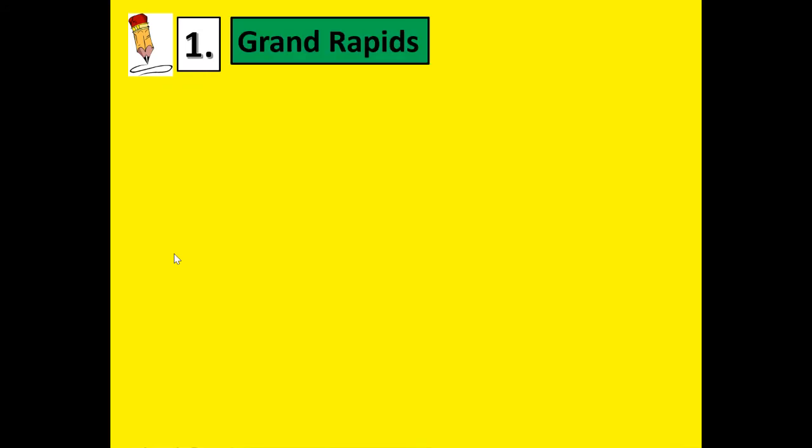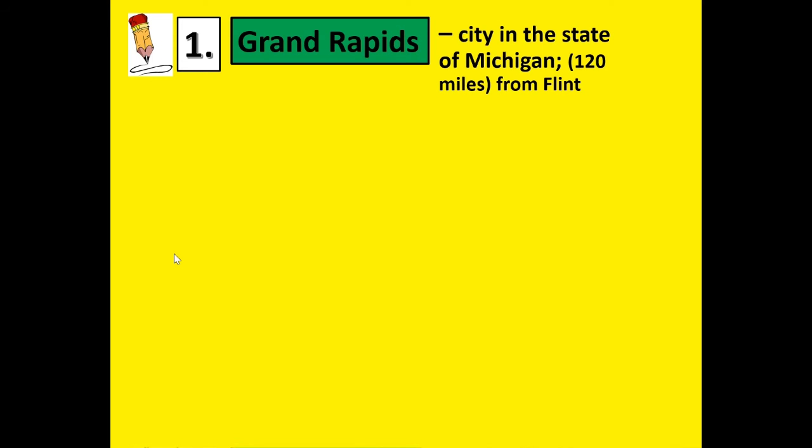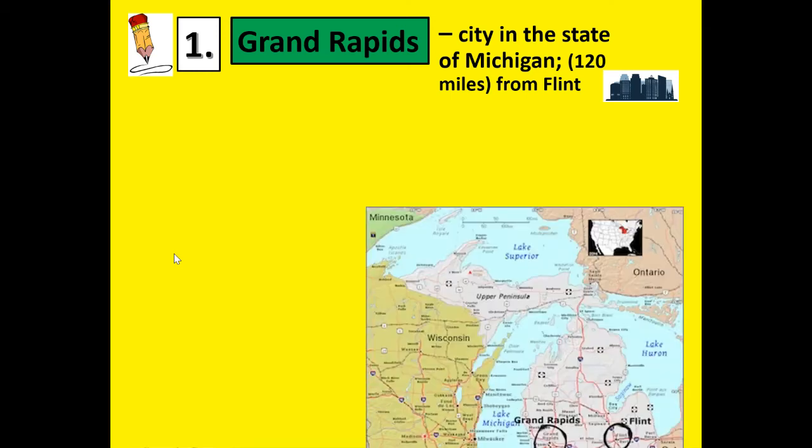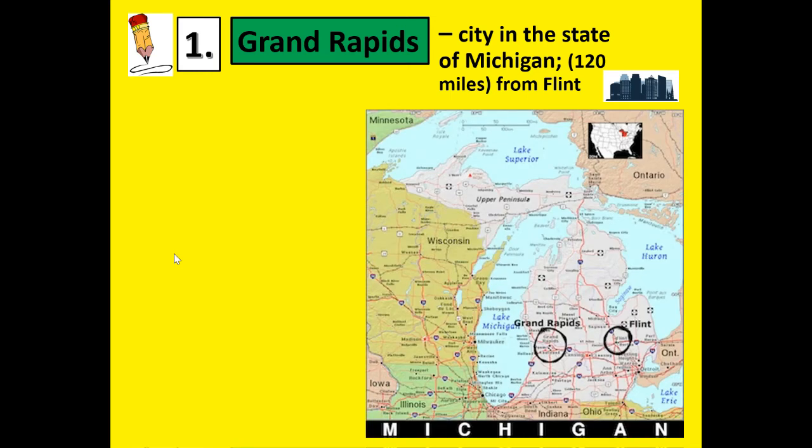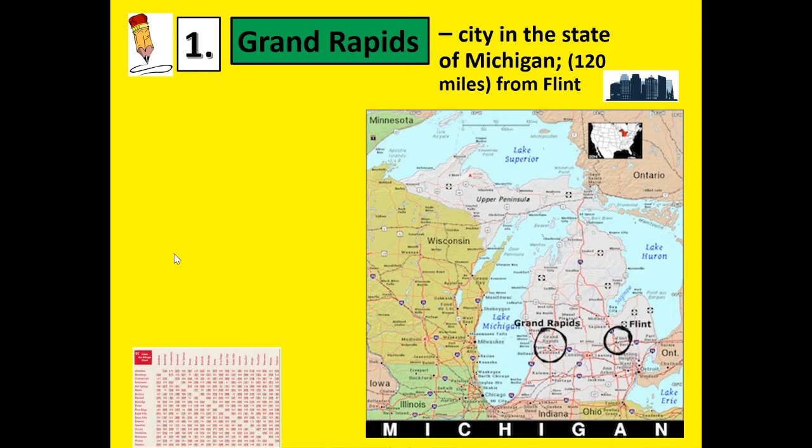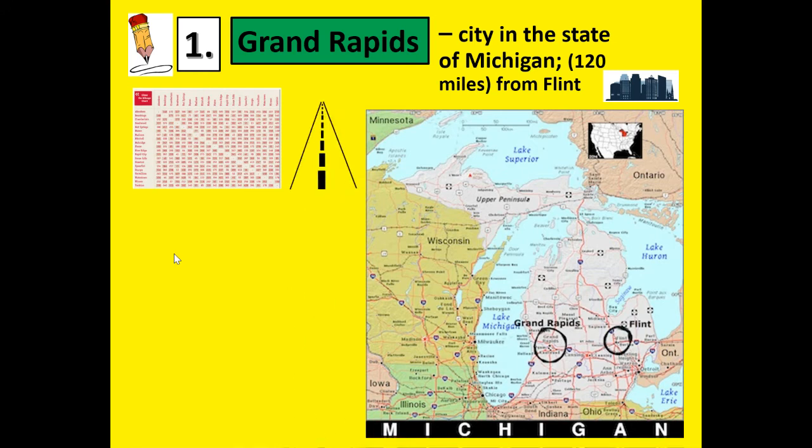So here's our first word or words, Grand Rapids. And if you notice, they're capitalized because it's a proper noun. It's a name of a place. Grand Rapids, a city in the state of Michigan, 120 miles from Flint, Michigan. So Grand Rapids is a city in the state of Michigan, and it's 120 miles from Flint, where Bud is. And here is a map of part of Michigan, and I circled where Grand Rapids is and where Flint is. And here's the Standard Highway Mileage Guide.